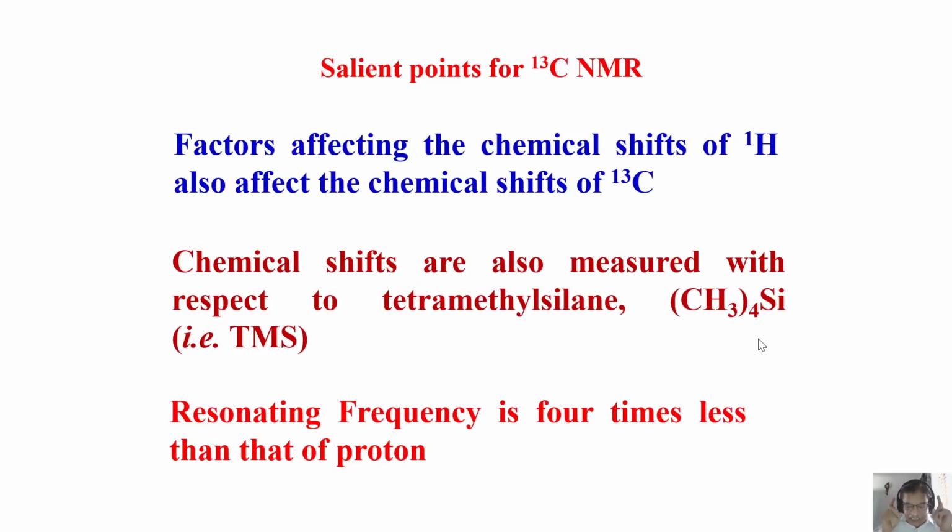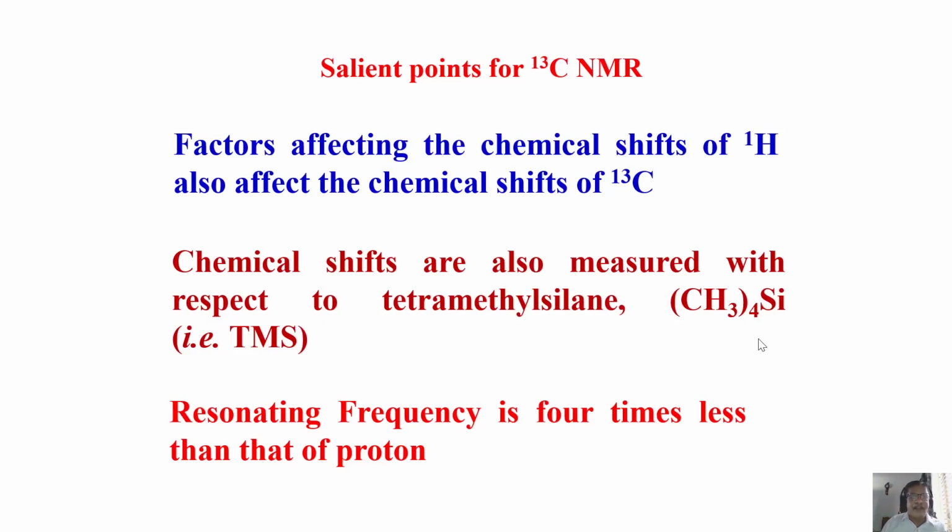Remember, the factors which affect the chemical shift of proton also affect the chemical shift of carbon 13. Same. There is no difference. Similarly, if I say CH3 proton is coming at high field, CH3 carbon is coming at high field. If I say next comes CH2 proton, CH2 carbon also comes there. By and large, it follows the trend. More or less, it follows the trend. So the factors that affect the chemical shifts of protons also affect the chemical shifts of carbon 13.